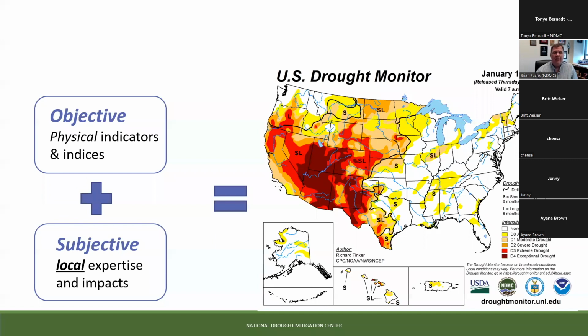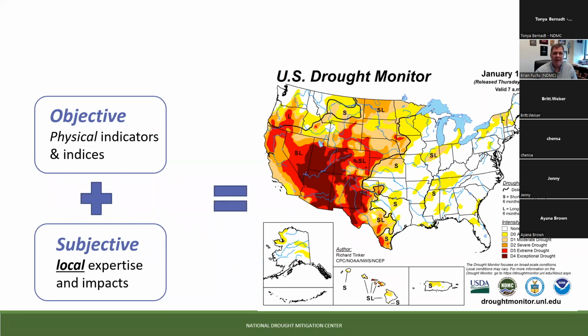So the US Drought Monitor has 2 different areas to it. There's an objective area where we're looking at the physical data and the indices, and we're looking at the data, basically what's going on. Then there's a subjective side to it. We have an email list server of 500 to 600 people that we are getting weekly feedback from. They're telling us what's going on in their backyard. And this is all done through an email list server.